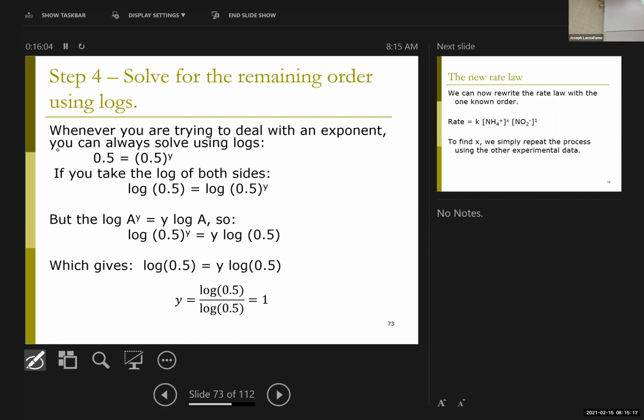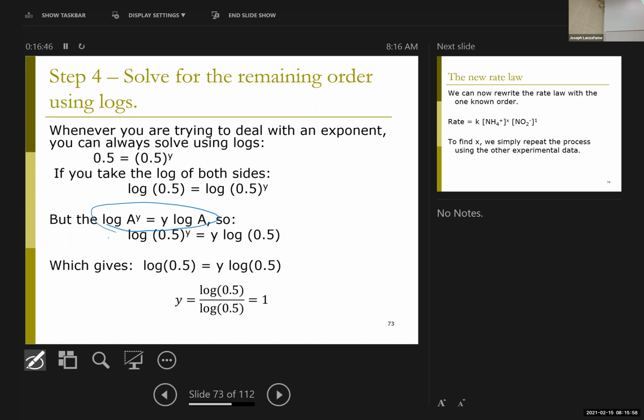If you want to get something out of the exponent, which is what you'd need to do to solve this equation, the solution is the log, because I remind you of a log property. The log of a number to a power is the power times the log of the number. In other words, the log of 0.5 to the y is y times the log of 0.5. That gets the y out of the exponent and puts it in line with the other numbers, although my other numbers are now logs, but hey, the log of a number is still just a number.